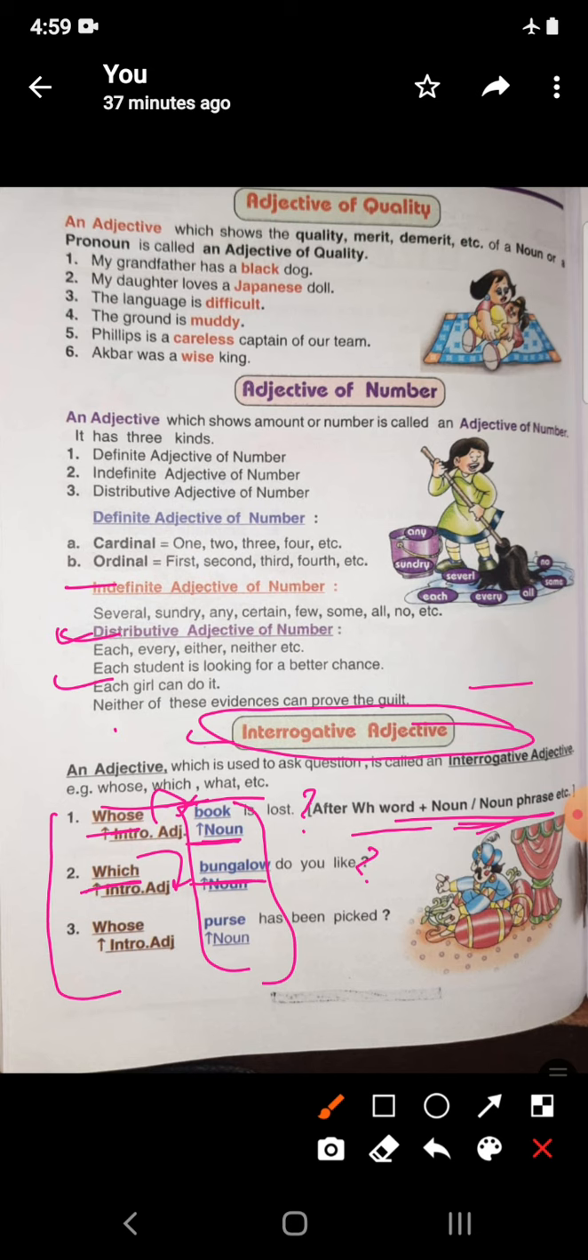Next example, whose purse has been picked? Whose is used with the word purse. Purse is a noun. Whose becomes an adjective. Again it asks us a question, so it becomes an interrogative adjective. So simply, interrogative adjectives are the words used along with nouns to ask a question. So this was interrogative adjective. Let us learn about another kind.